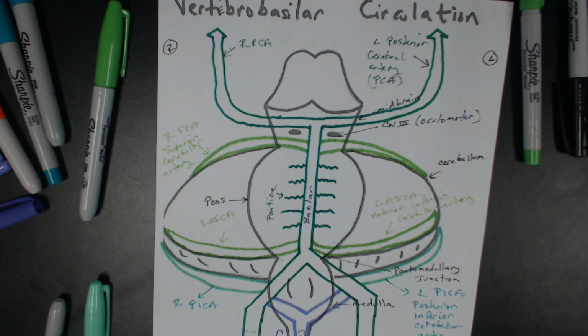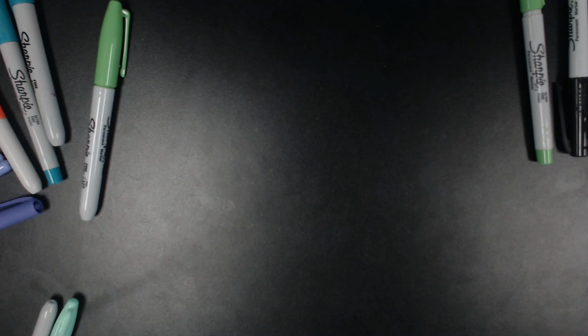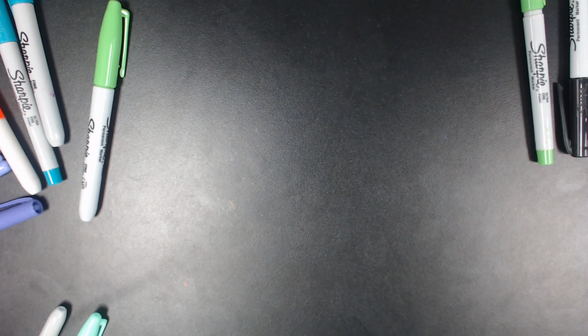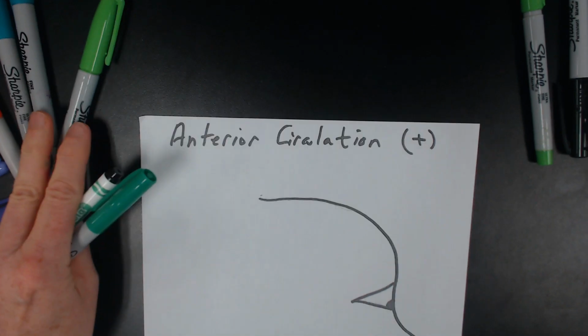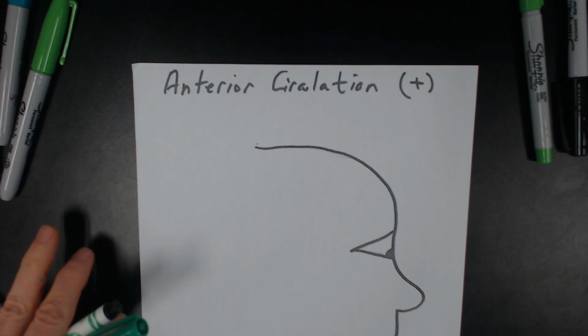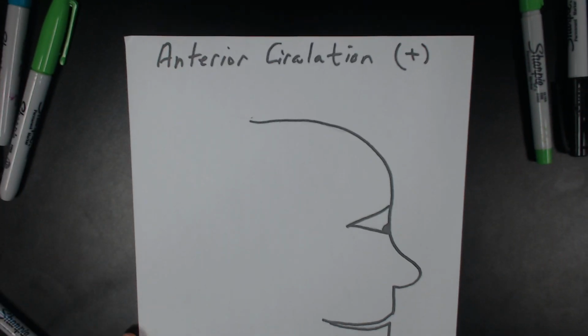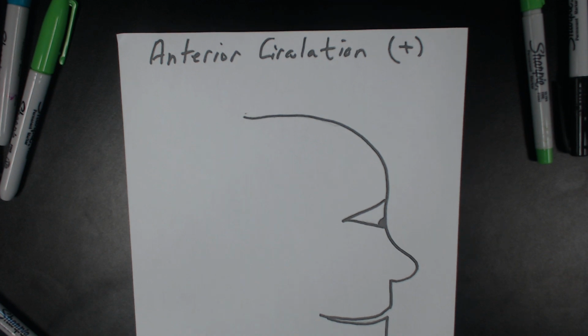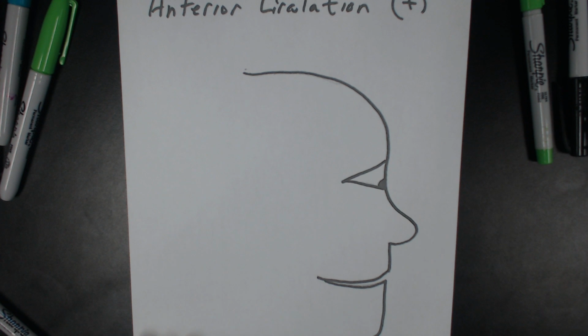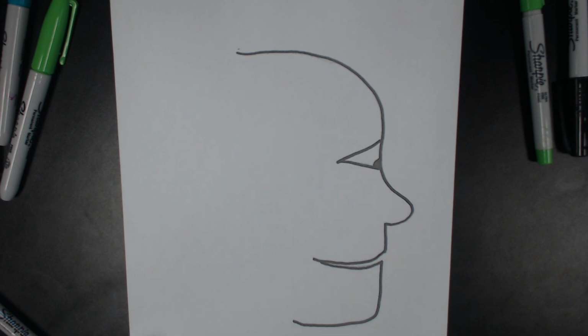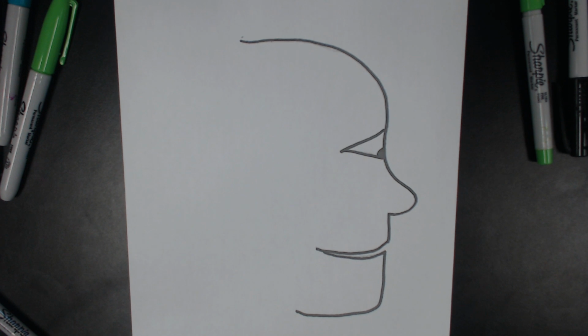Okay, let's move forward then. The next one is the anterior circulation. Let's see if it goes. Doesn't quite respond when I move, but come on. There we go. Okay. So now we're going to look at the anterior circulation first. That's where we're going to start.